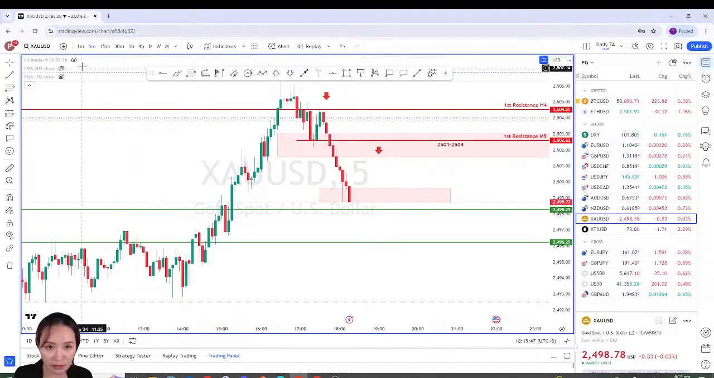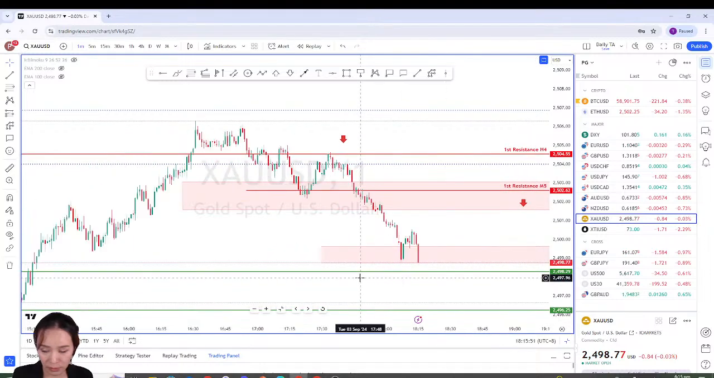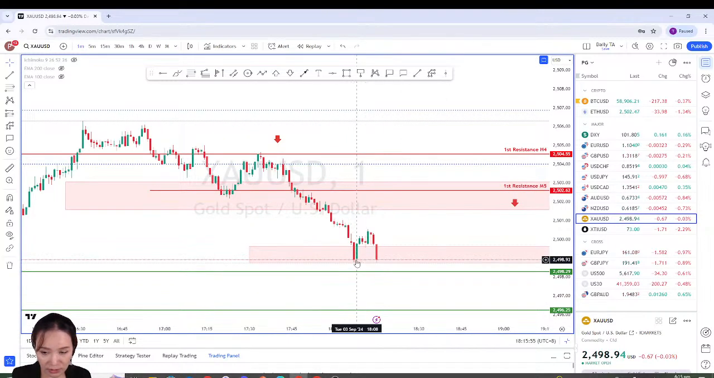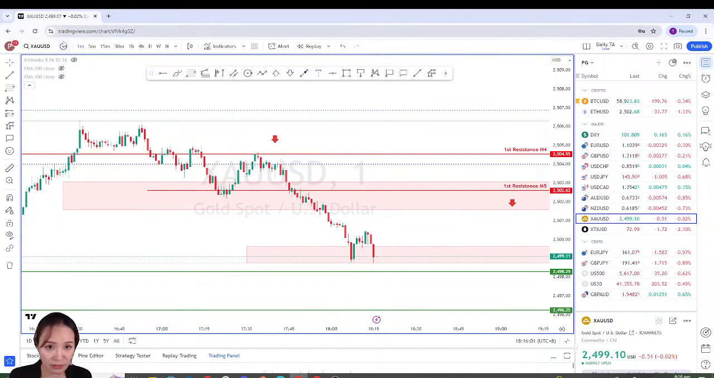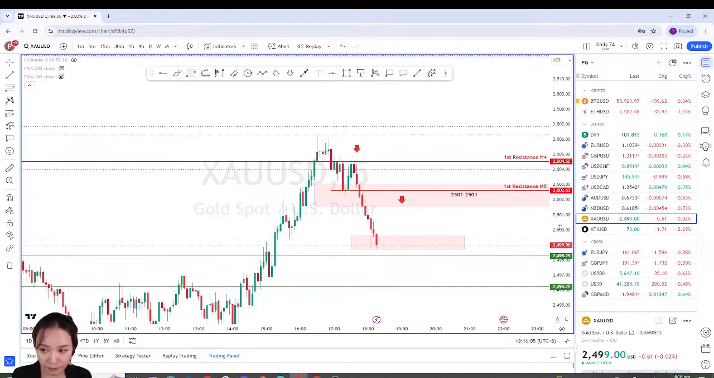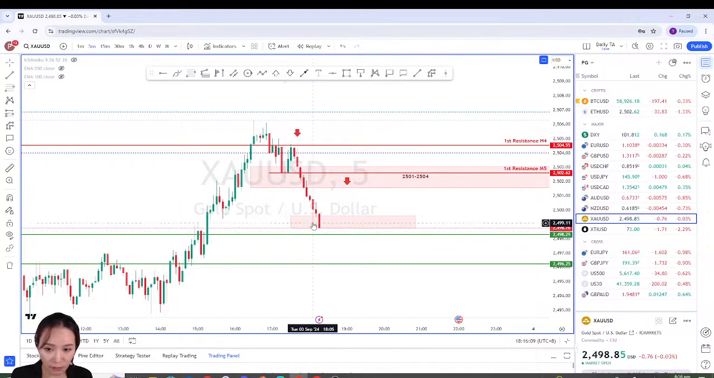Is there any space for us to squeeze in an entry, or is it only this level, from which price has bounced many times? But we're not going to buy from this level, right? Just now I already mentioned, because price came from our H4 resistance level. That's why you can see that price just bounces up a little bit and then continues bearish.